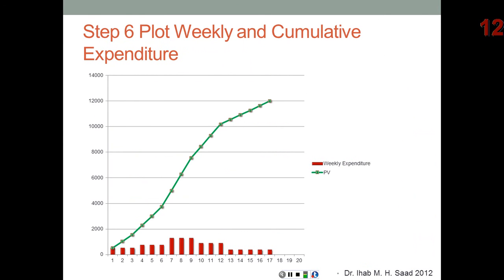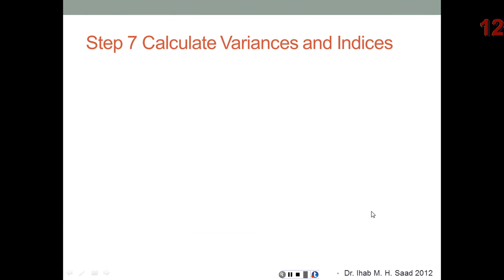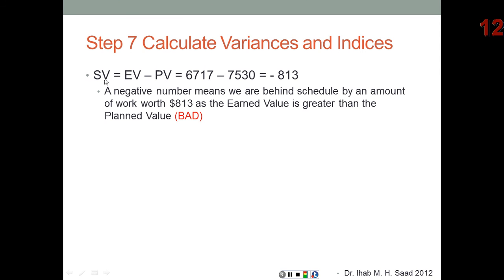This shows the numbers that we were given, BCWS, that's our S curve, and it shows here the weekly expenditures. And now we need to start calculating the variances and the indices from the numbers. The schedule variance is equal to earned value minus planned value. The earned value is 6717, the planned value is 7530, so we have a negative 813 variance.